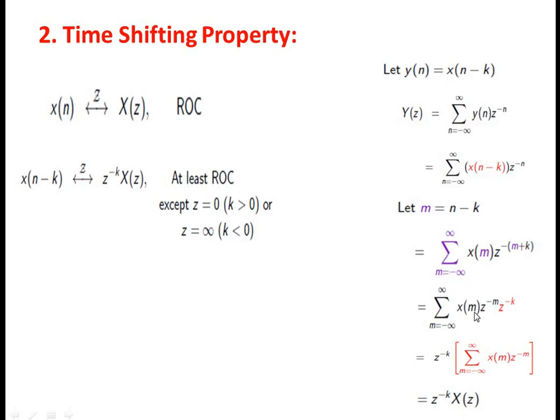Okay, and now we can split this z power minus m and z power minus k. So now again we are having the function of x of m and z power minus m. This is looking like the general formula for the z transform. So you can take this extra z power minus k outside. Now we can write this as x of z. So now we have proved the time shifting property.